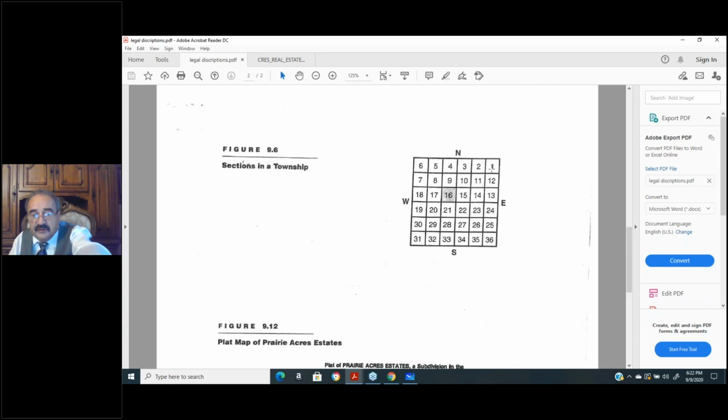You see section 16 is shaded here, and there's a reason for it. Section 16, and this system is used in 30 different states. Section 16 is always reserved as a school district. Not the entire 1 mile by 1 mile area, but a portion of that section 16 is reserved as a school district.